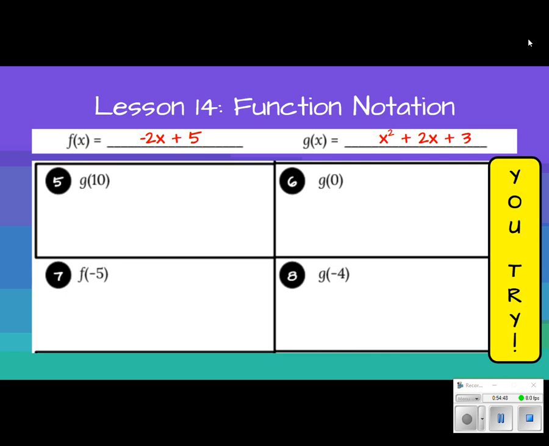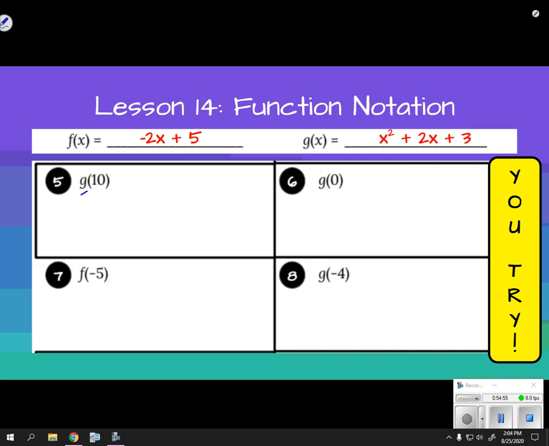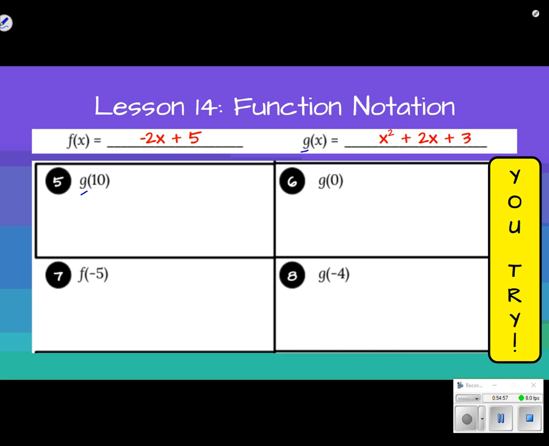All right, let's look at number 5. I'm going to do 5 and 7. You're going to do 6 and 8. So for number 5, I'm looking at function g, and then I'm going to replace that x with a 10. Everywhere I see x, I'm going to put it in parentheses. So I've got 10 squared plus 2 times 10 plus 3. So 10 squared is 100. 2 times 10 is 20. So when I put these together, g of 10 equals 100 plus 20 plus 3 is 123.